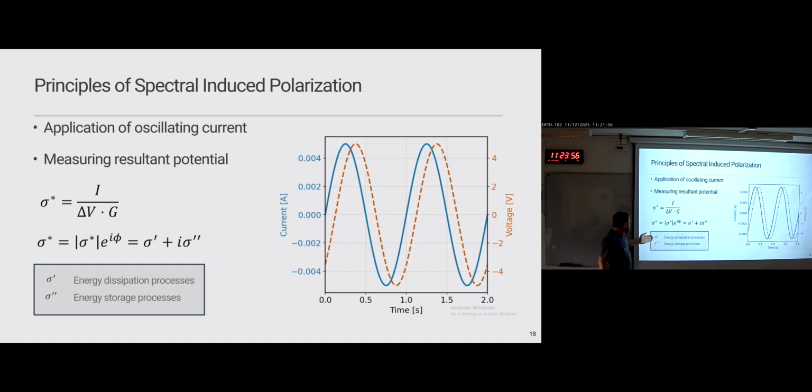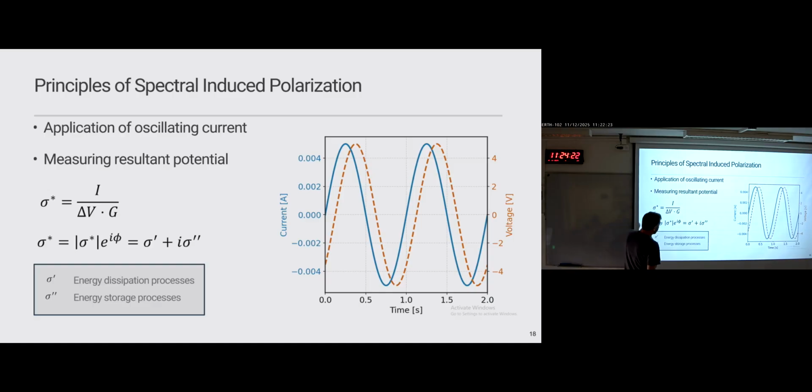And basically the frequency range that we use in SIP is really similar to what we measure with the resistivity method. So this is really sensitive to water content, to salinity, and so on. On the other hand, the quadrature conductivity is related to energy storage processes, or in other words, to polarization.